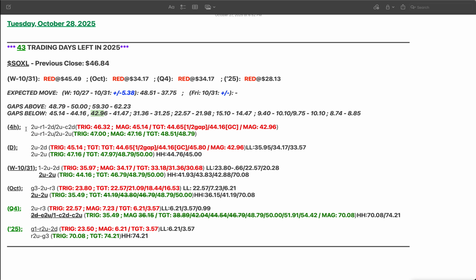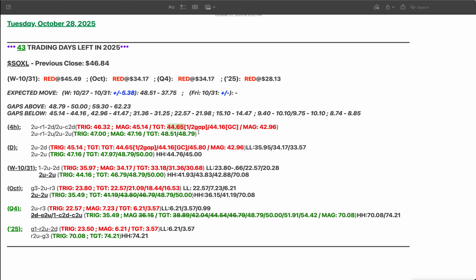We talked about on the 4-hour candle, if we go to the downside, it will trigger the 2-1-2 down at 46.32. The magnitude for that is 45.14, which would then trigger the 2 up combo 2 down. It's a pretty big move, and again, in the face of an uptrend.